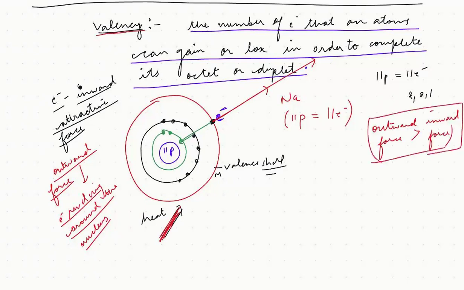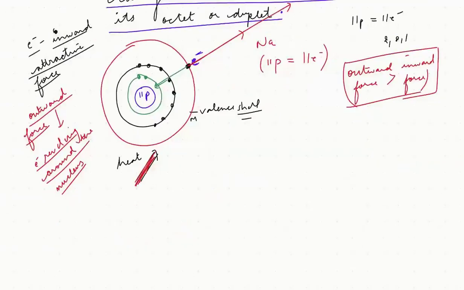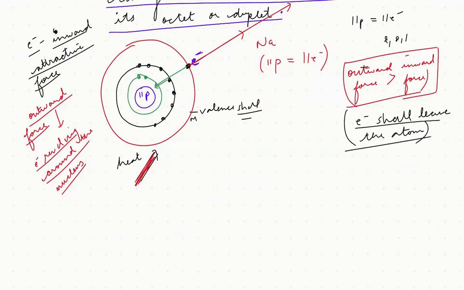Are you understanding? And hence, what is going to happen? There would come a time, and hence the electron shall leave the atom. When the electron leaves the atom, what would that be?